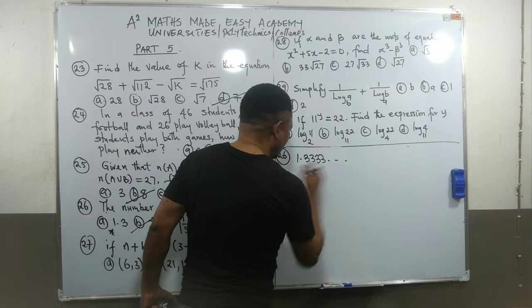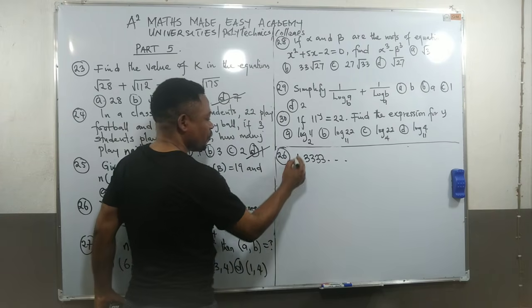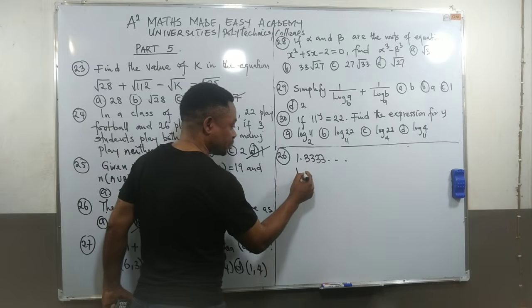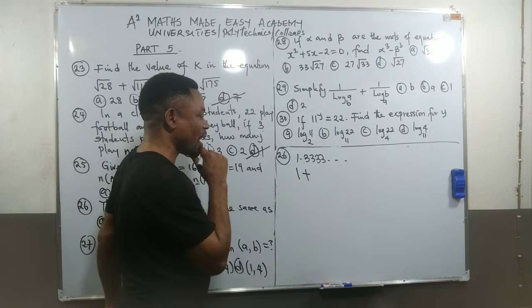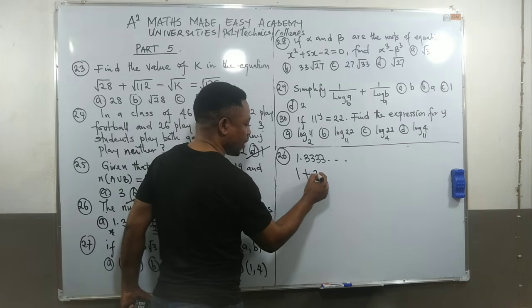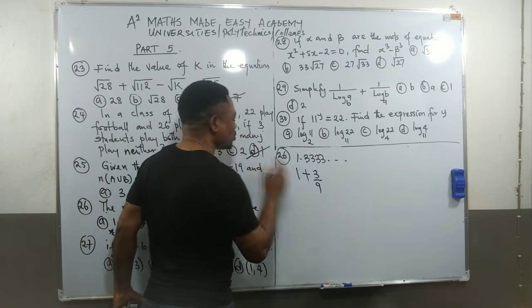1.3333 continuous. Are you there? Now look at how we do it. First of all, you introduce the first number before the decimal, which is 1. Then you add. There is a law, and what is the law? After the decimal point, pick one value there, the first value, which is 3. Divide it by 9. This 9 is always constant.